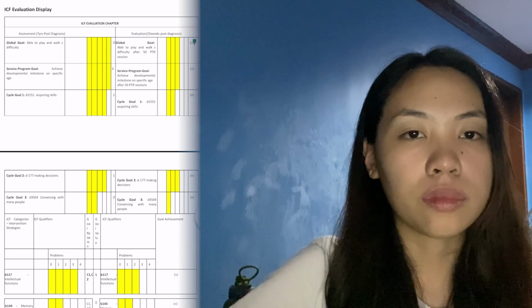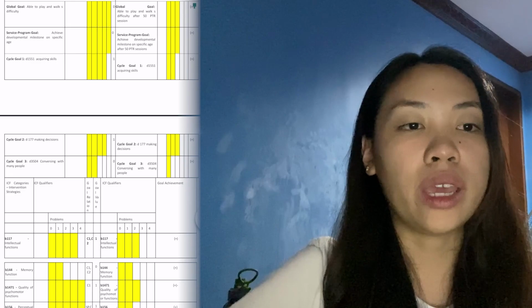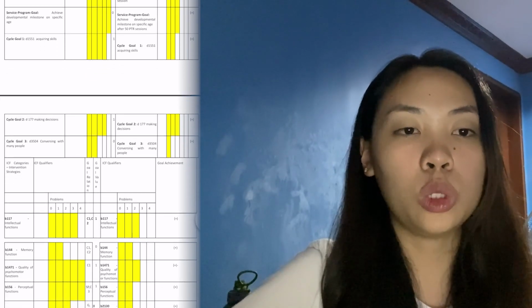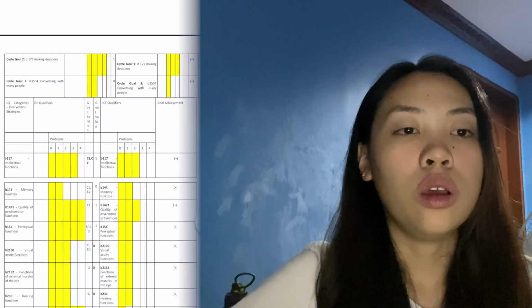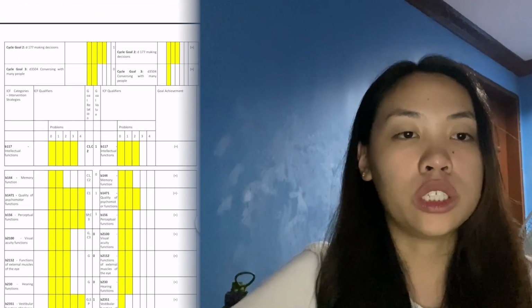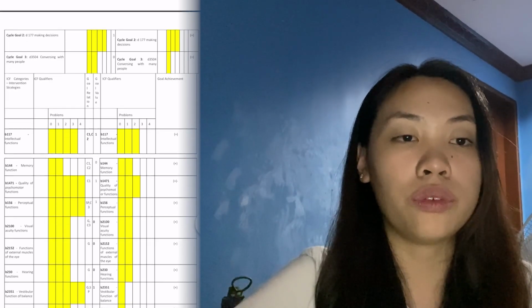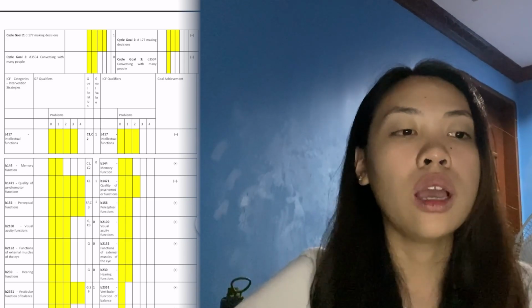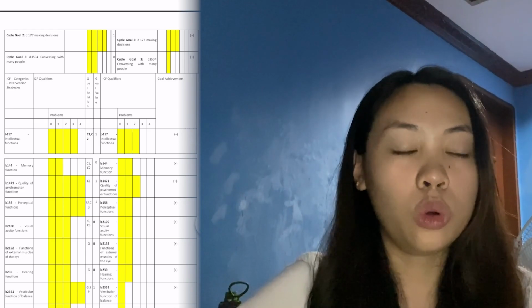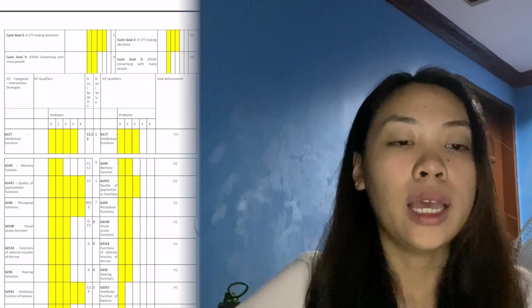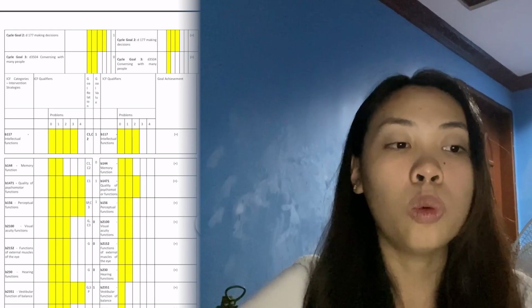For the ICF evaluation display, or for the re-eval after 25 weeks post-diagnosis, the global goal, which is able to play and walk without difficulty after 50 PTR sessions, is achieved. And for the service program goal, which is achieve developmental milestones of specific age after 50 PTR sessions, was also achieved. For cycle goal 1, or the D1551 acquiring skills, cycle goal 2, D177 making decisions, and cycle goal 3, which is D3540 or conversing with many people, was also achieved.